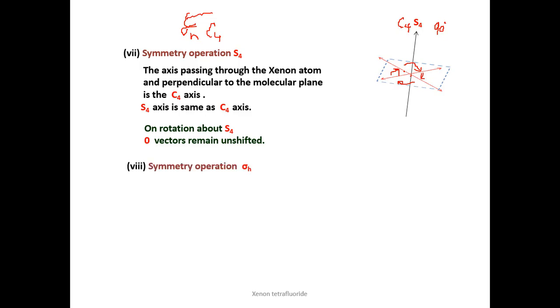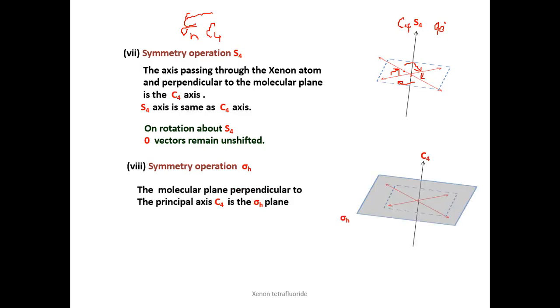This is symmetry operation sigma H. During sigma H symmetry operation, sigma H is present perpendicular to the principal axis. This principal axis is the C4 axis and the plane is perpendicular to the principal axis, so this will be the sigma H. All the 4 vectors are present in this plane, and whatever vectors are present in the plane will not get shifted during reflection, so the number of unshifted vectors is 4.